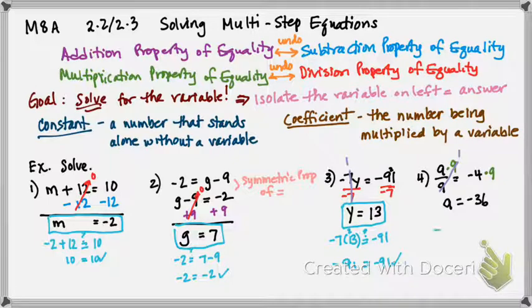And I get negative 36 divided by 9. Is that actually equal to negative 4? Signs are different, so the answer is negative. 9 goes into 36 4 times, and that checks out. So that says, yep, a equals negative 36.